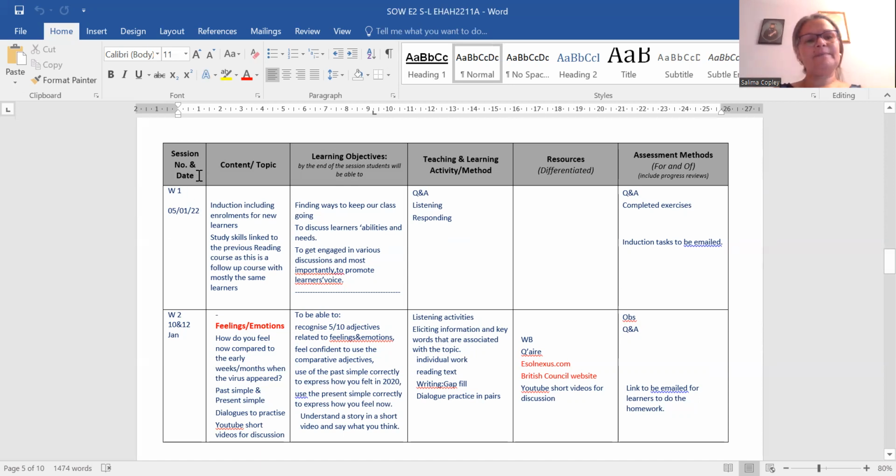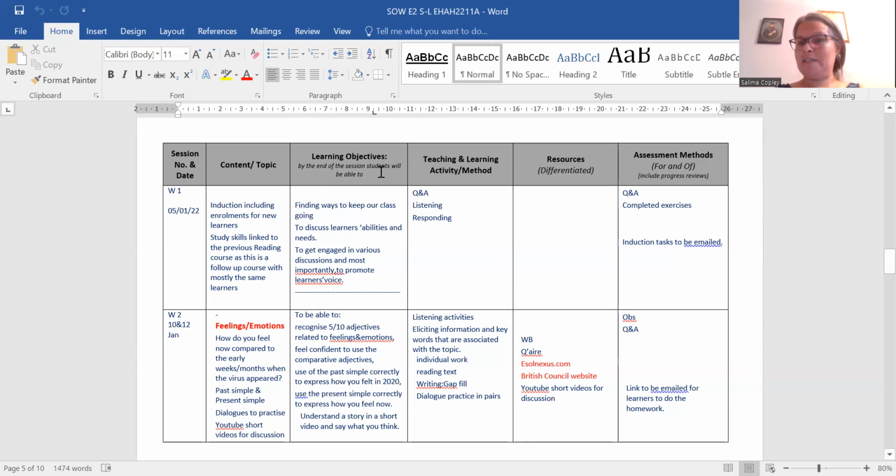Sessions and dates. That's what you're going to put here. W stands for week. So week 1, whether you've got 1 session or 2 sessions or even 3 in week 1. You can see that it is a little bit out of date. That was last year. The content or the topic, right? When I know it's very, very important, or I know that some teacher would struggle with it.